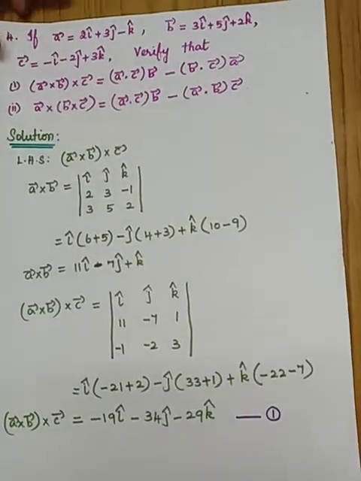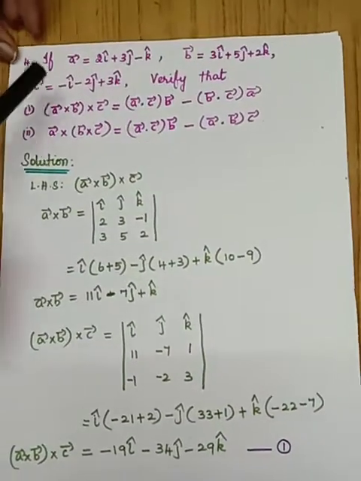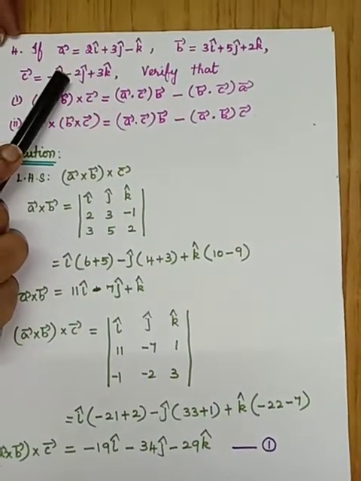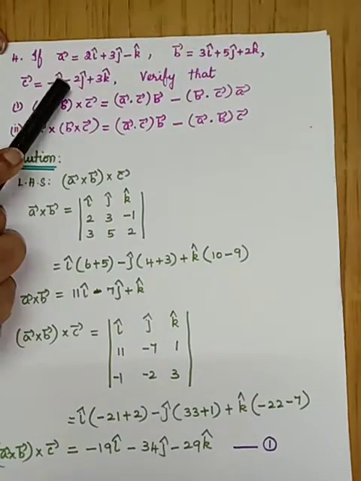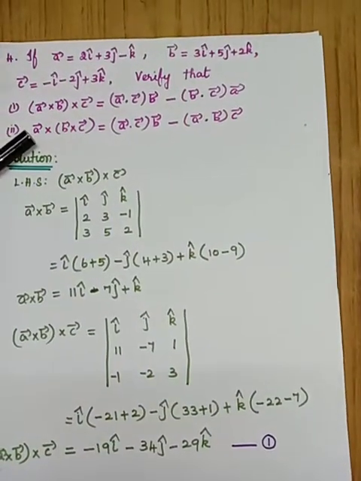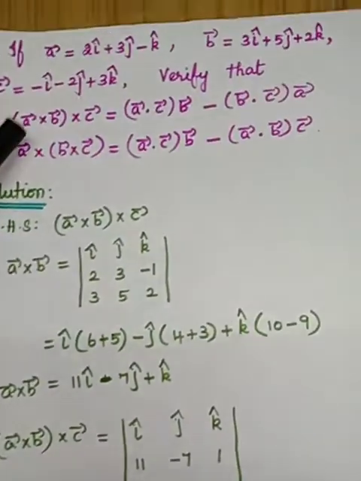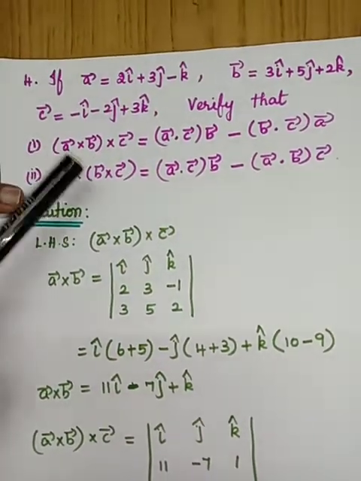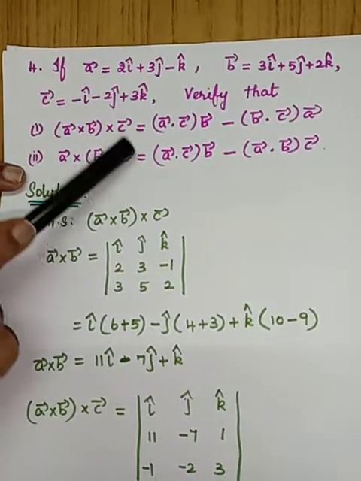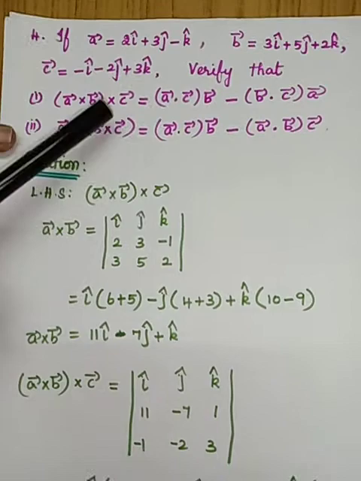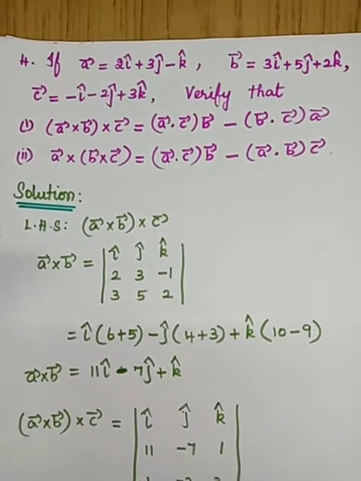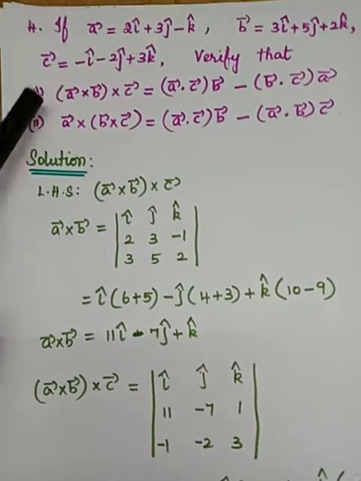So now we are coming to the fourth problem. If A vector, B vector, C vector, 3 vectors are there, you have to verify the first and the second result. You see how many vectors it involves? 3 vectors. So here also you are having cross, here also you are having cross. So it is a vector triple product. So you have to verify vector triple product expansion. First I am going to take the first subdivision.